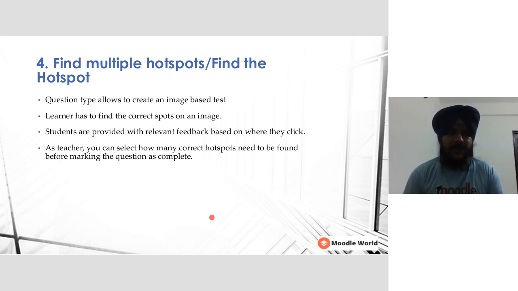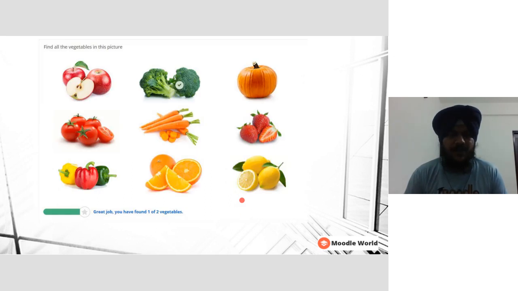And as a teacher, you can select how many correct hotspots need to be found before marking the question as complete. You can have any number of hotspots on a single image, or you can use only a single hotspot also. It will look like this, like find the vegetables out of these pictures. And the student will get the feedback like this.